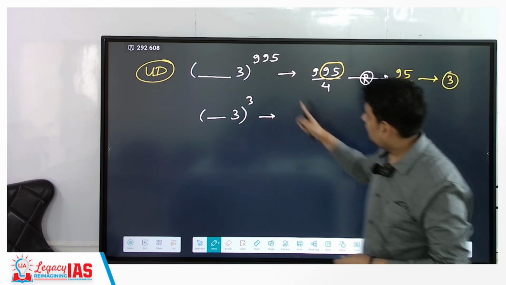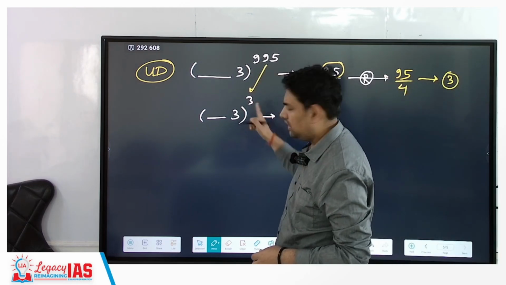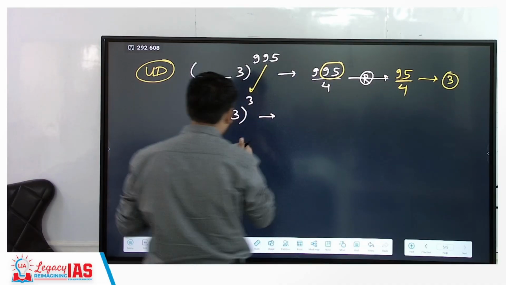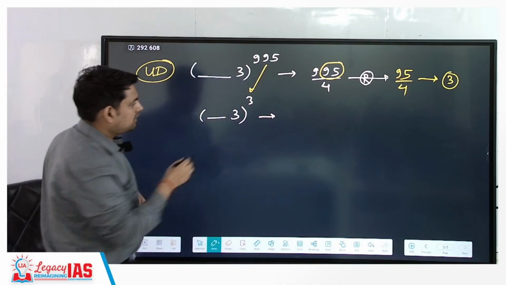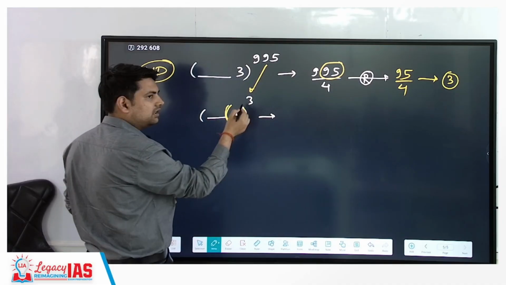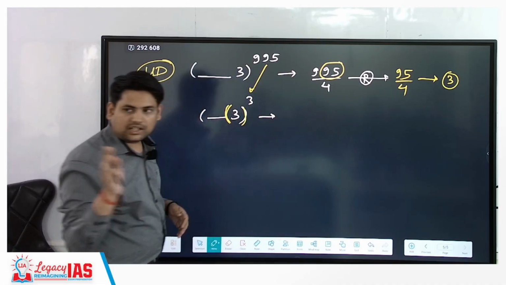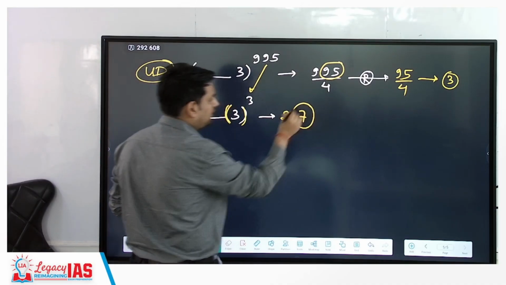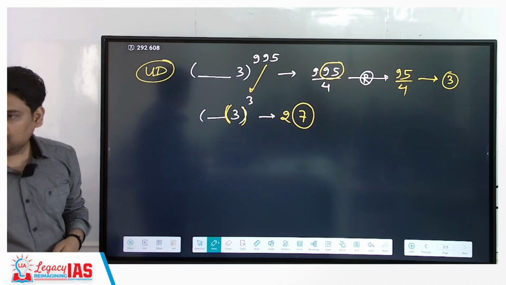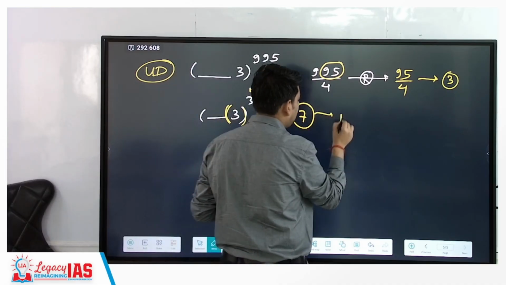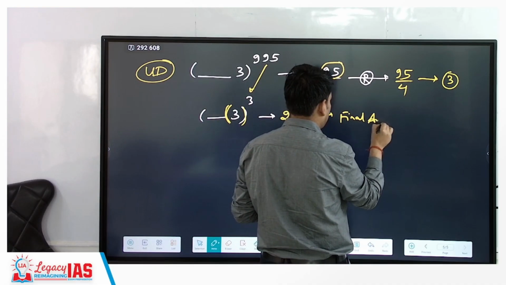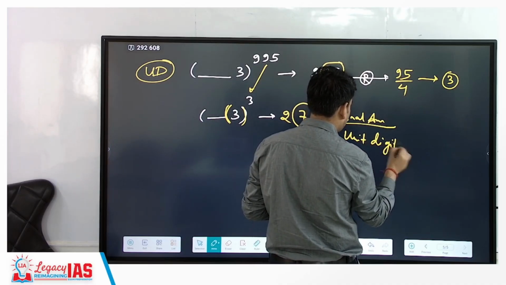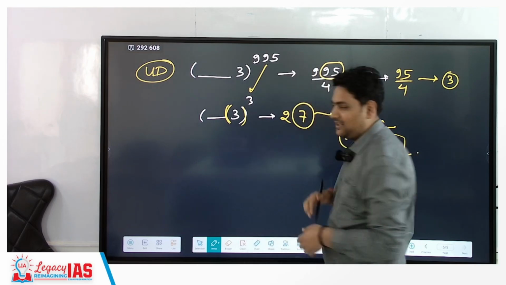So the remainder is 3. Instead of this big number, what did we write? 3, because for 1, 2 and 3 we write it as it is. So now we can forget this part. What remains is 3 power 3. 3 power 3 is 3 threes are 9, 9 threes are 27. What is the last digit? 7. Correct? So this will be the final answer, the unit digit that we were trying to find.